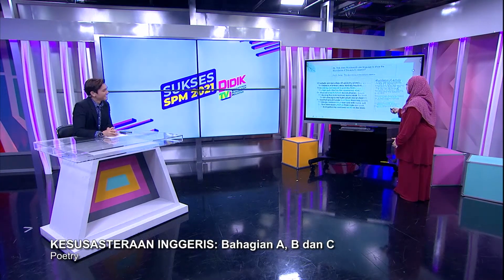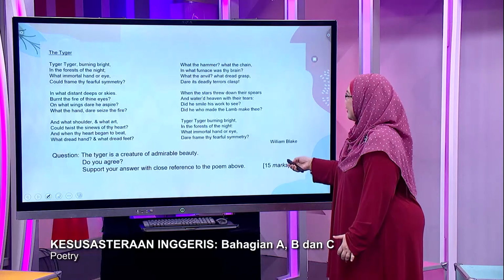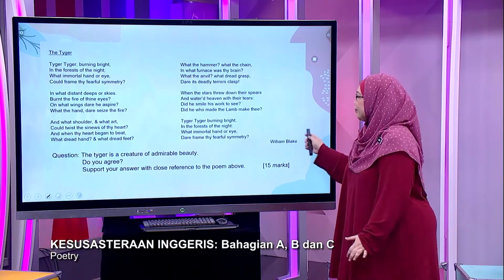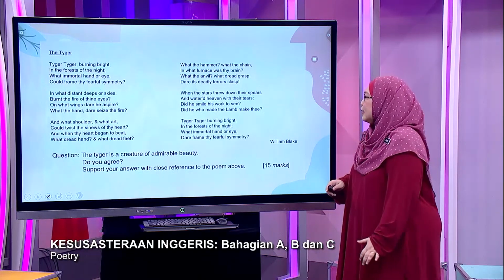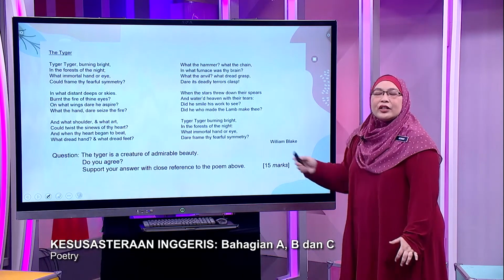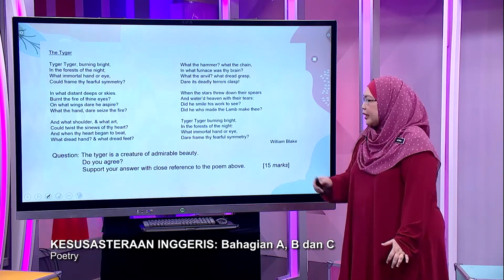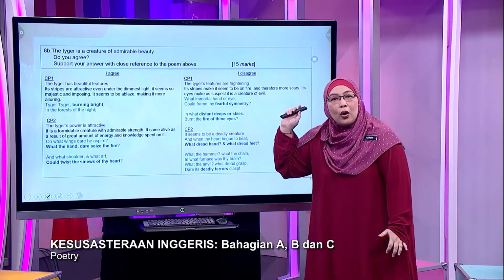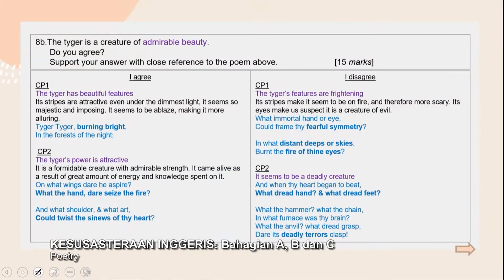Okay, let's take another look here. The Tiger by William Blake. Before we go off today, do you agree or disagree with the statement given? If you agree, provide your AO1, 2, 3, and 4. If you disagree, you don't think the tiger is a creature of beauty, where do you stand? What are your points of reason?